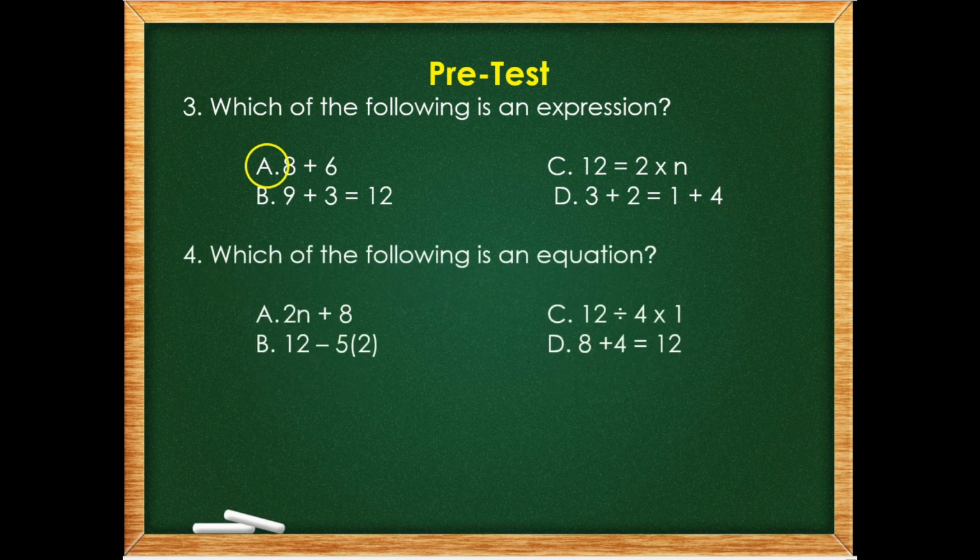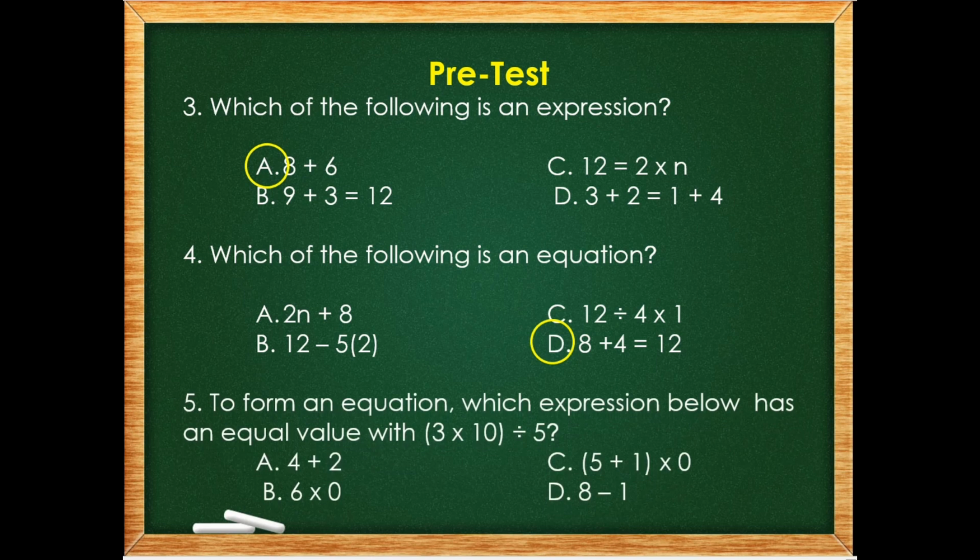Number 4. Which of the following is an equation? A. 2n plus 8. B. 12 minus 5 times 2. C. 12 divided by 4 times 1. Or D. 8 plus 4 is equal to 12. Yes, the correct answer is letter D, 8 plus 4 is equal to 12.